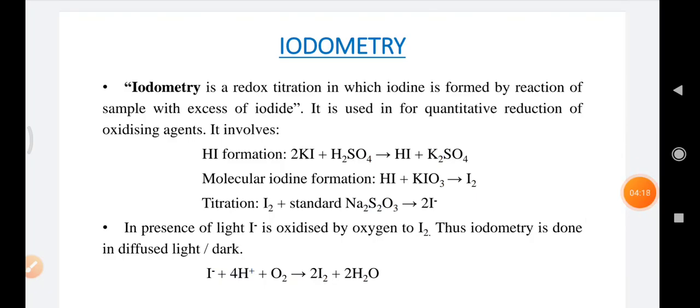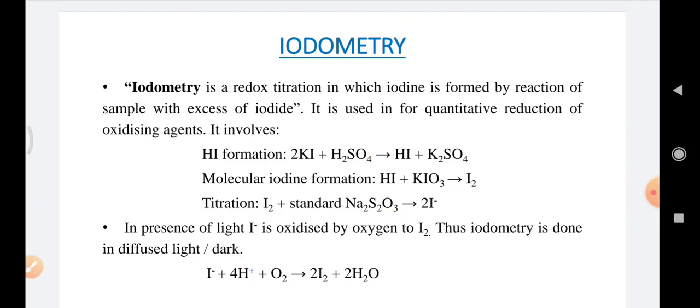So iodometry is a redox titration in which iodine is formed by the reaction of the sample with an excess of iodide. It is used for quantitative reduction of the oxidizing agent. And the oxidizing agent we are using here is potassium iodate, that is KIO3, to form the I2. The I2 is the molecular iodine. And this involves various reactions.